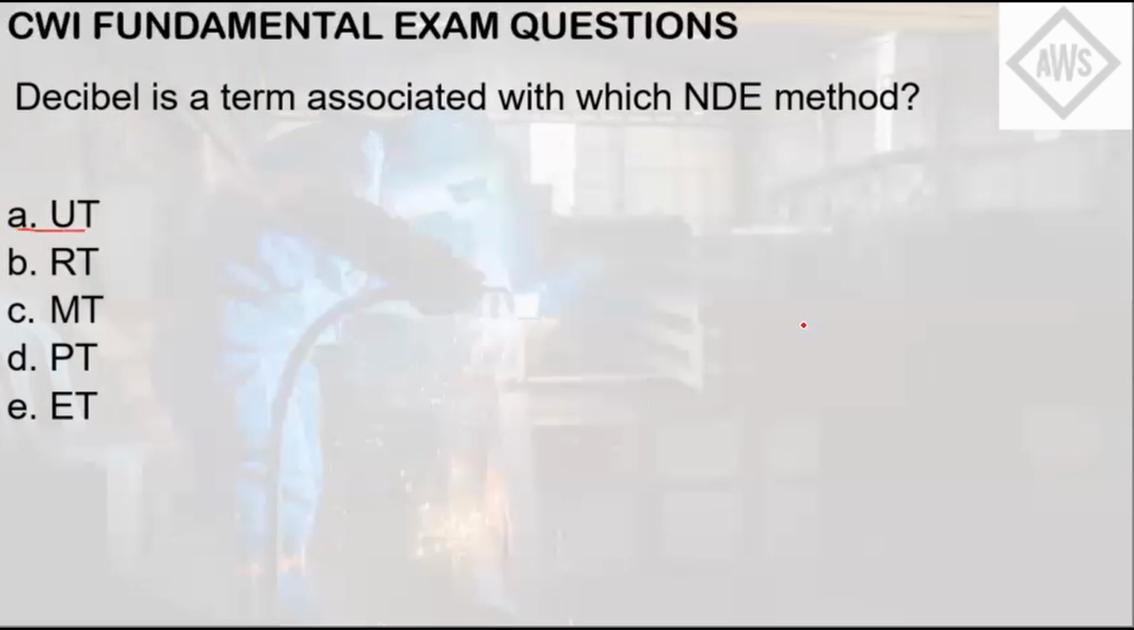RT output is visualized through films. Magnetic particle testing, or MT, makes use of magnetic particles. PT makes use of developer liquid, and electrical conductivity is the main property used for ET. None of these four choices makes use of decibel as a term associated with them. Thus, the answer here is UT, or letter A.